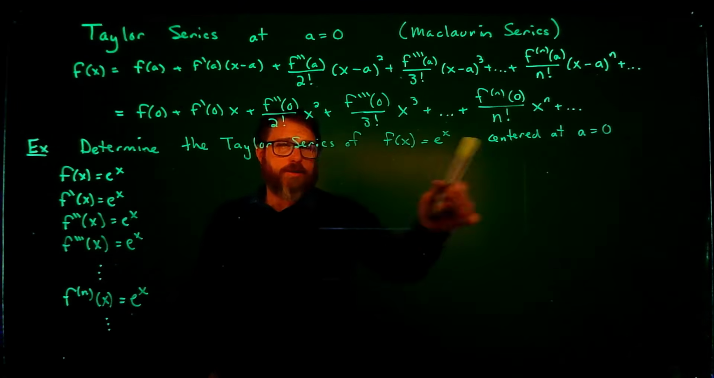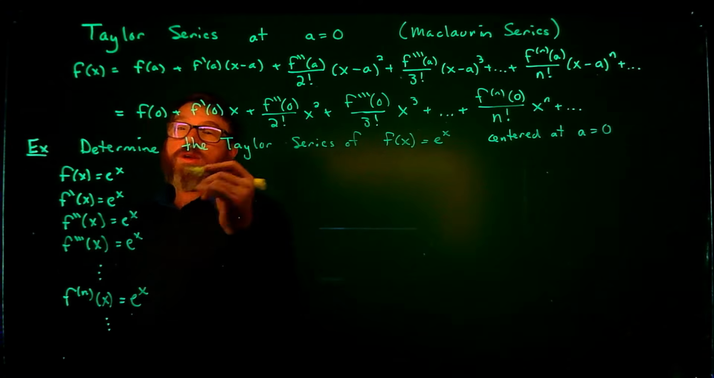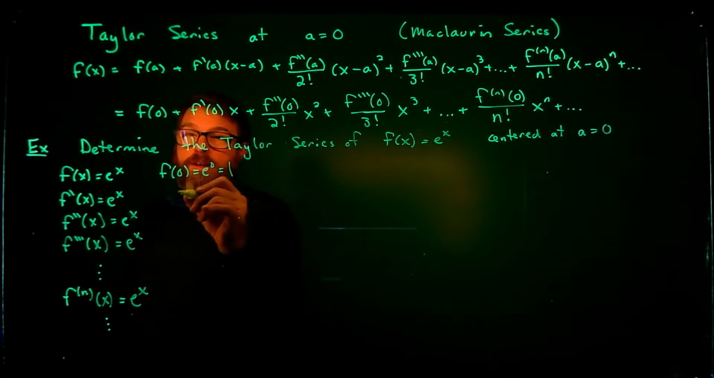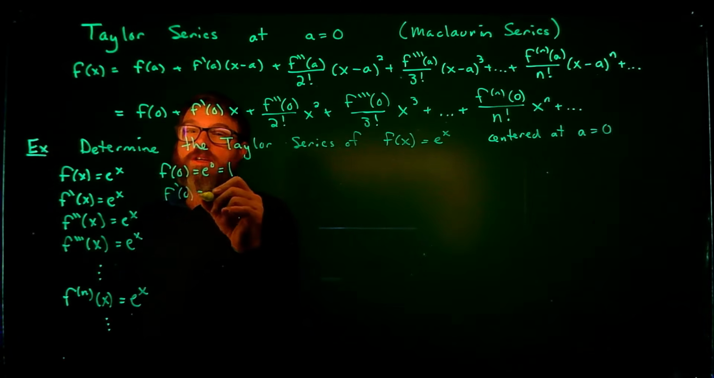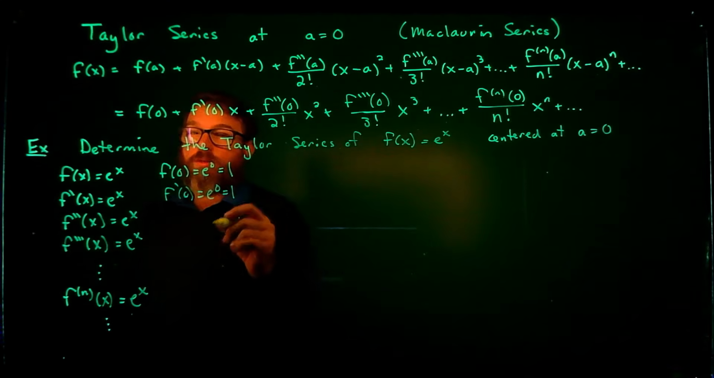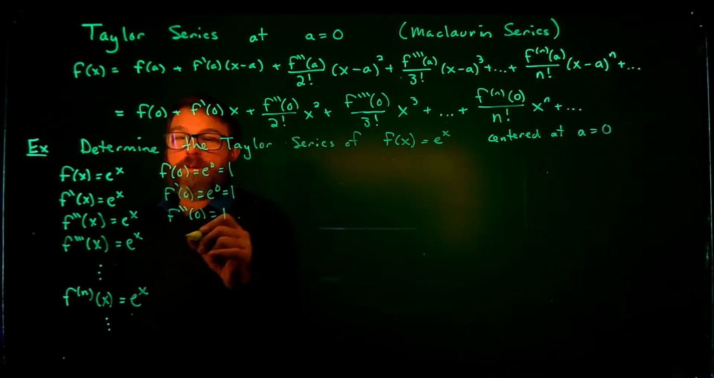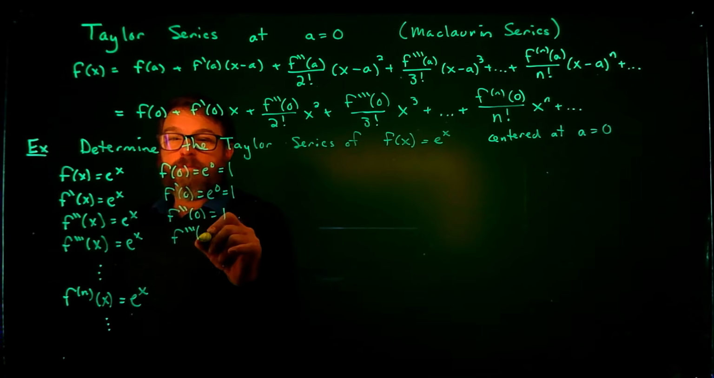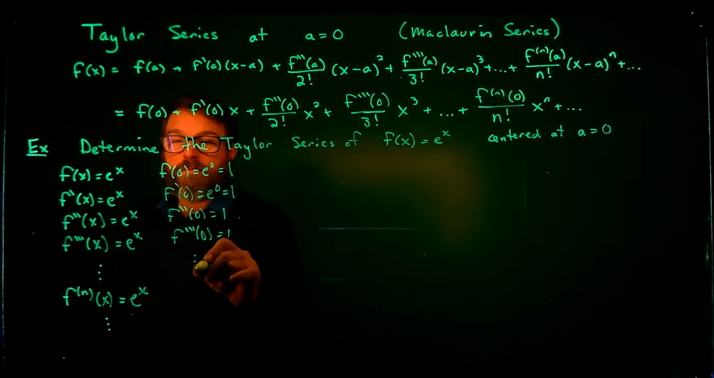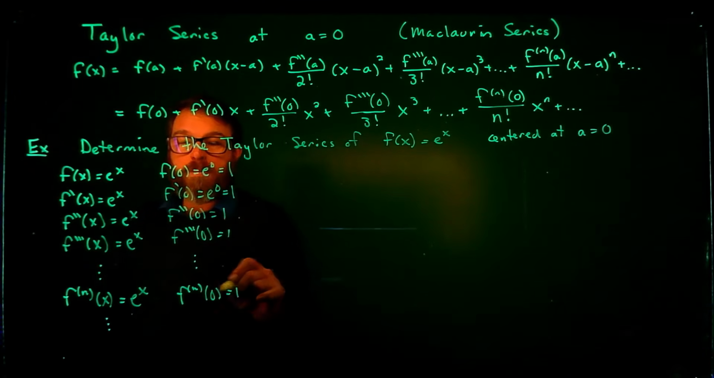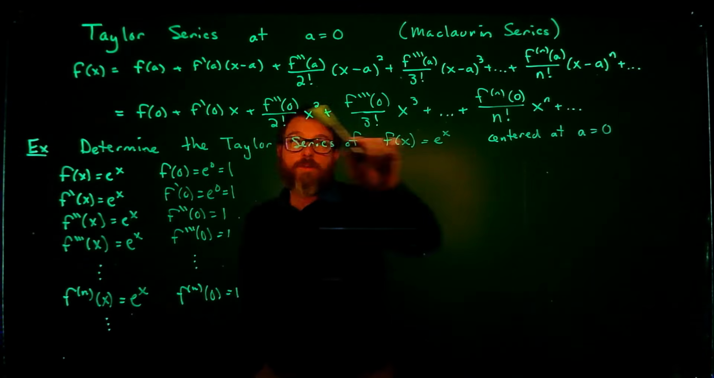Now remember, I want to center this at a equals 0, so I'm going to have to plug in 0 now. So f of 0 is e to the 0, which is equal to 1. F prime of 0 is also e to the 0, which is equal to 1. So we can see that all of these at 0 are going to be equal to 1. So now I have the numerators of all these coefficients.